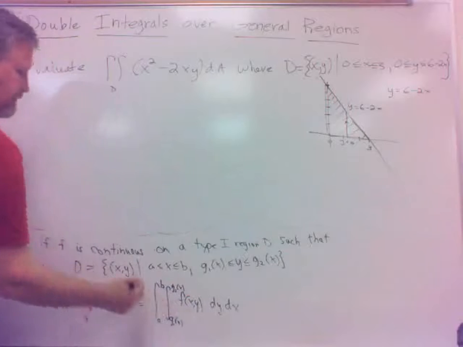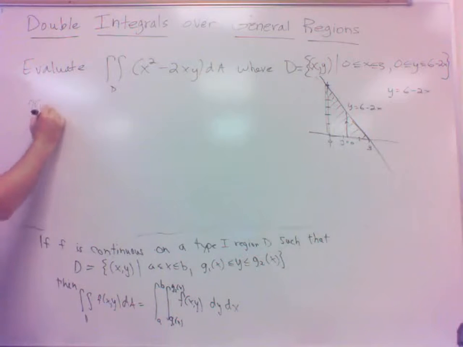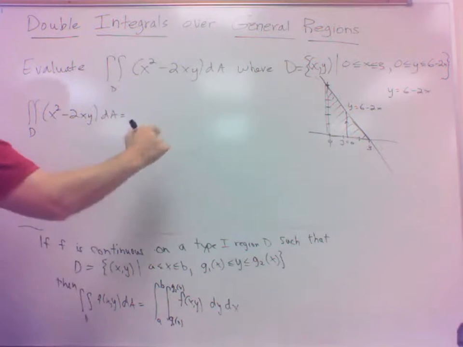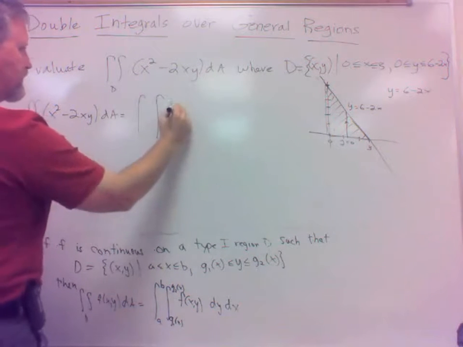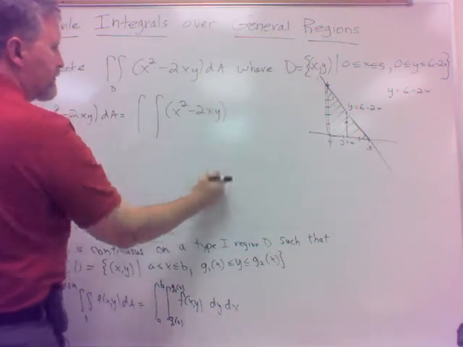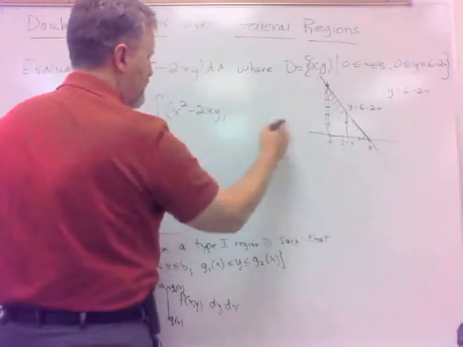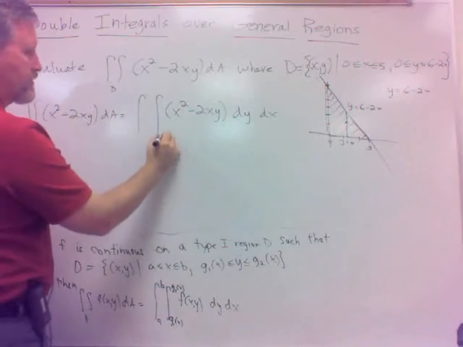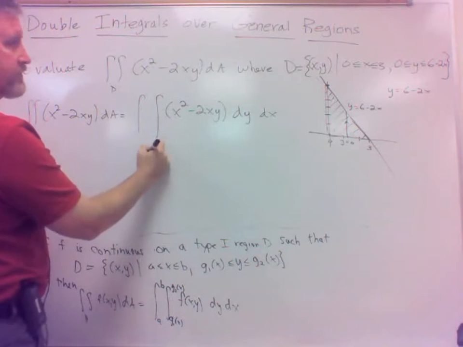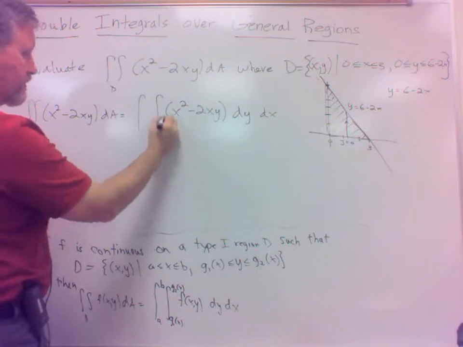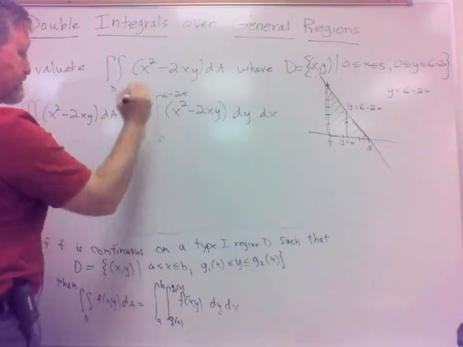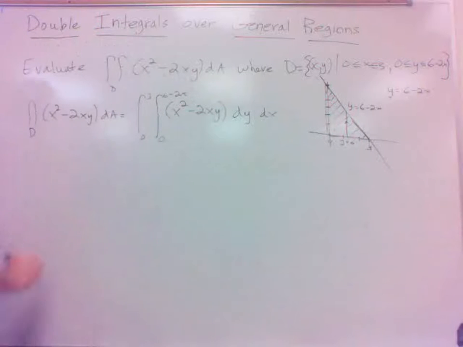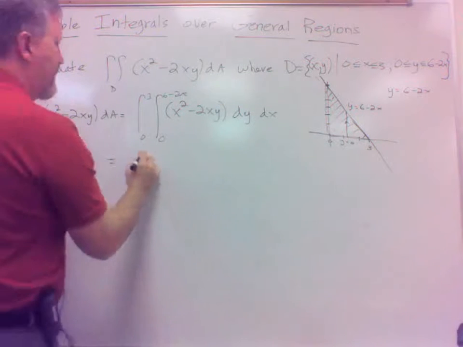The way we evaluate it is we set it up and integrate the y's first, so dy and then dx. So what are our limits here? 0 to 6 minus 2x for y, and then x is 0 to 3.